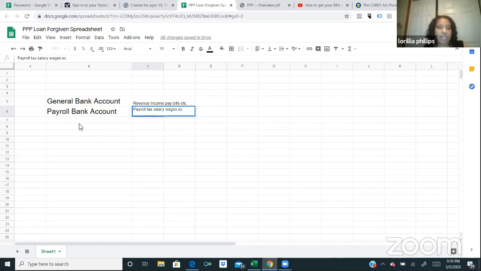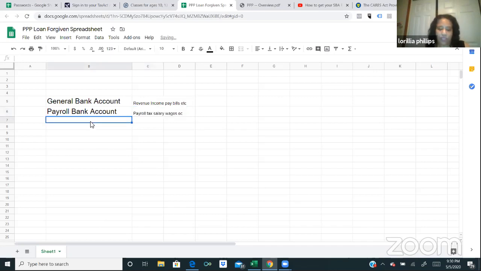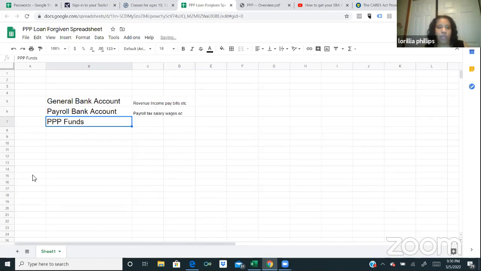So now let's say you get the PPP funds. Too many P's. Where is this money going to go? Is it going to go into the general bank account? Is it going to go into the payroll bank account? Where's the money going to go?